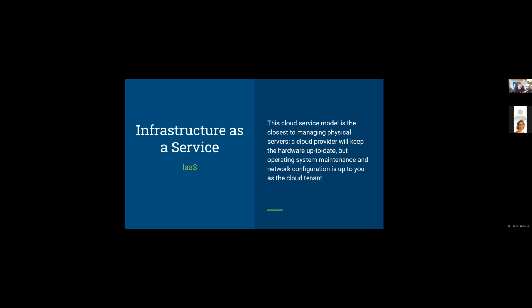So infrastructure as a service is a service model that is closest to managing physical servers without actually having them, meaning that Azure will keep up the hardware, but the operating system maintenance and network configuration is up to us. So what operating system do we have? Making sure that operating system is the most up to date, and the actual configuration of some of the networking inside of it, that's up to us. But the actual maintaining of the servers, that's up to Azure.